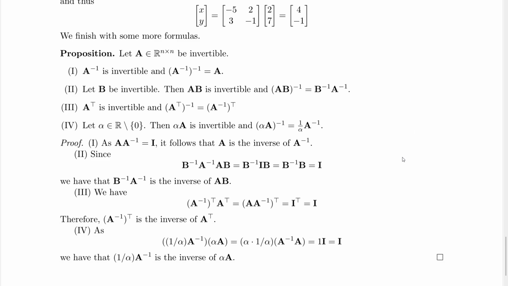Alright, and then finally, alpha A is invertible. Multiply on the left by this quantity right here. The scalars can be pulled out to the front. They'll multiply to 1. A inverse times A is equal to the identity. Scaling the identity by 1 just gives you the identity. And there you go. We've got that this is in fact the inverse of alpha A. And the proof is over. There we go.